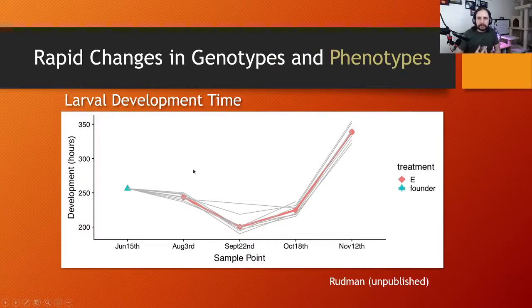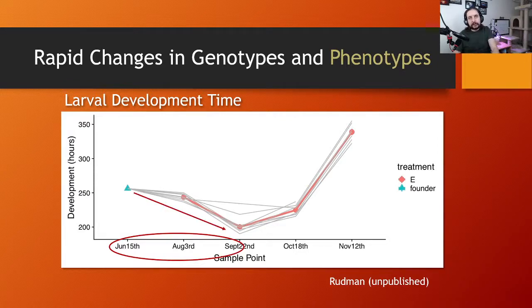Okay, if we go a little bit into details, what's happening if you look at a phenotype specifically. This is what happens to larval development time throughout the season. This is from another experiment, not from my experiment, but this shows what's happening. Throughout the season, we are expecting the development time to decrease during the summer, and it should increase throughout the fall and winter.